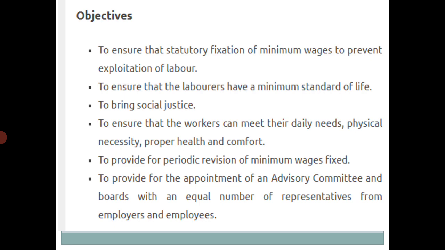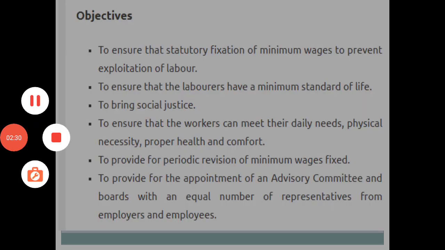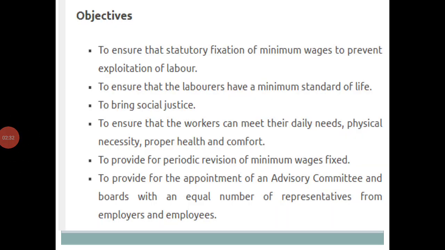But what happens, prior to such a minimum wages act, what was happening? The workers or laborers employed in the organization, the person employed in the factory for getting the production activity completed, was working for long hours, but the wage or reward which was paid to him was not sufficient. So the first objective of the minimum wages act itself is to ensure that statutory fixation of minimum wages prevents exploitation of labor.